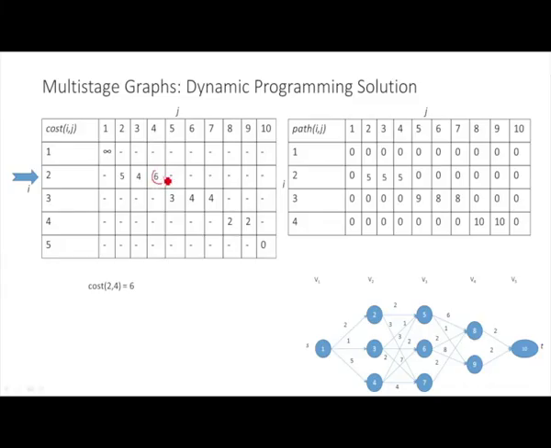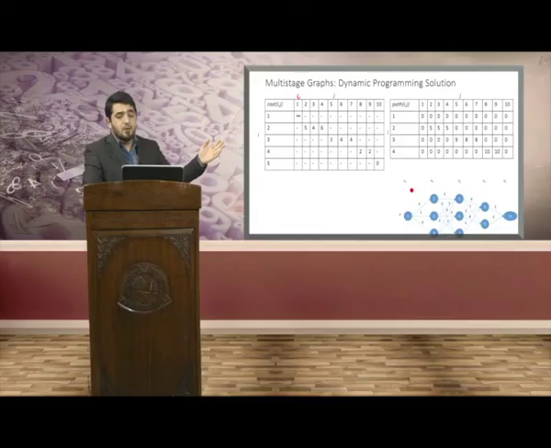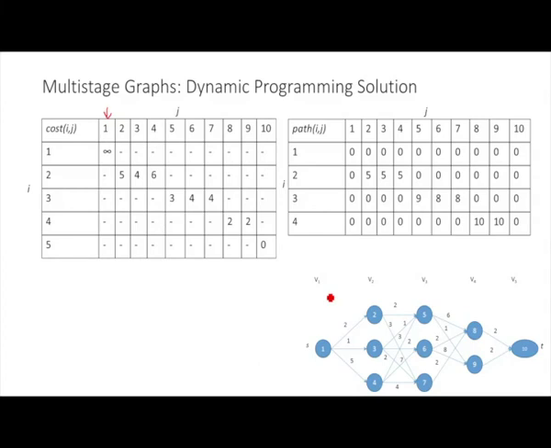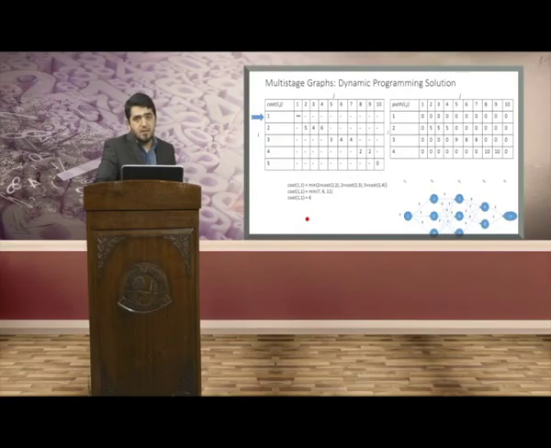And finally, we have reached the first stage. Now the cost of selecting node number 1 in stage number 1. In order to do that, we have 3 choices again: either to go to 2 in the next stage, or to 3 in the next stage, or to 4 in the next stage. So again, we try to find the minimum cost by solving this equation here.